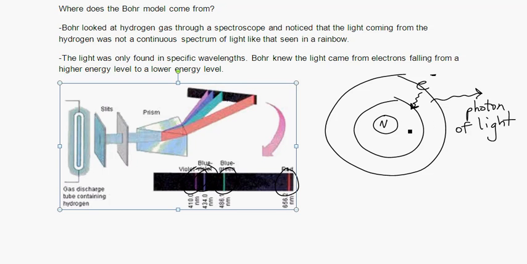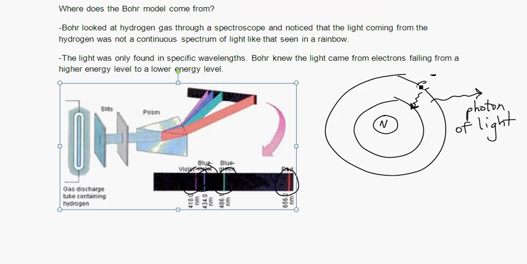Okay, so once again, the electrons, when they're further away from the nucleus, they have a higher energy, and when they fall back closer to the nucleus, they release that extra energy as a photon of light. Now, what Bohr noticed was that only photons of very specific wavelengths were emitted.